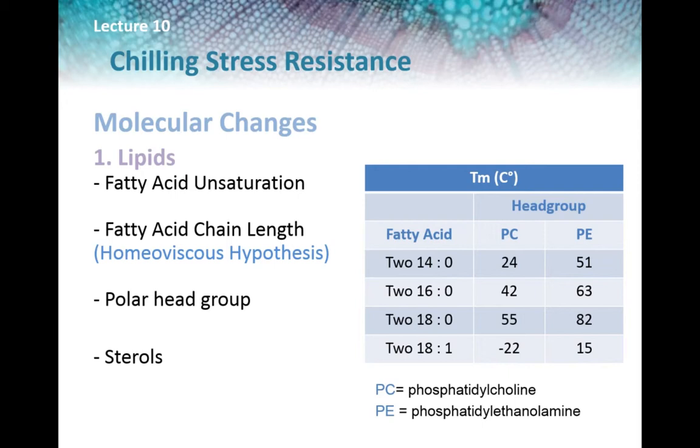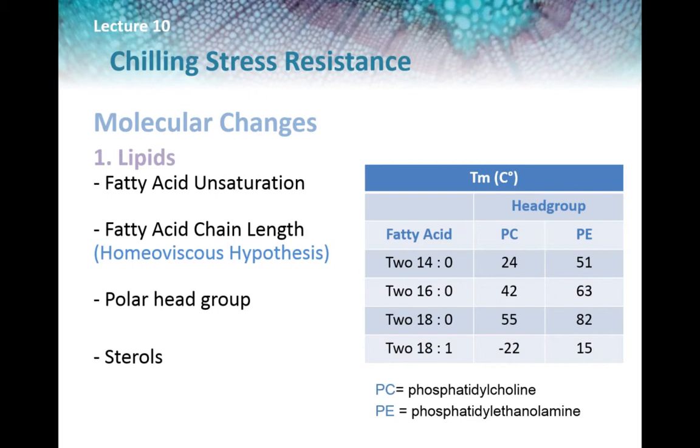Adding double bonds to fatty acids, 18:0 to become 18:1, decreases melting temperature about 70 degrees Celsius, while shorter chains like 18 to 14 carbons lower melting temperature about 30 degrees Celsius. This relationship led to the homeoviscous hypothesis, also known as the homeophasic hypothesis. The crux being that exposure to acclimating temperatures can result in an increase in unsaturation of fatty acids in chilling-resistant plants, re-establishing fluidity at lower temperature.